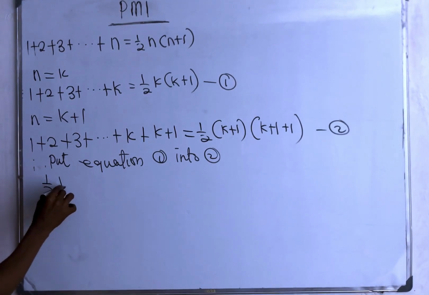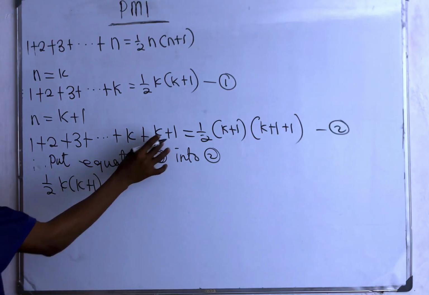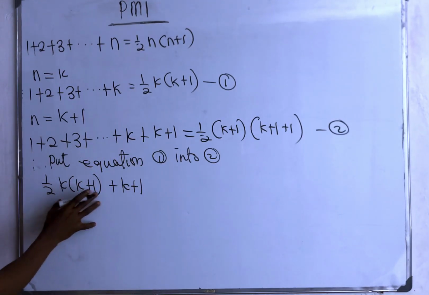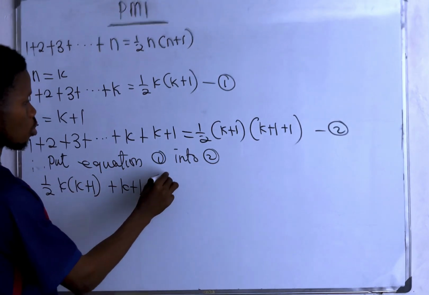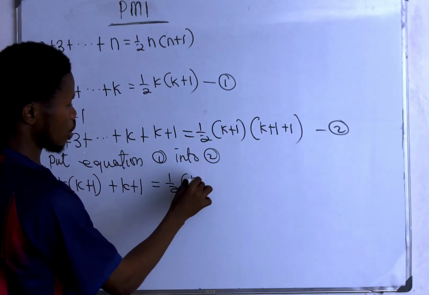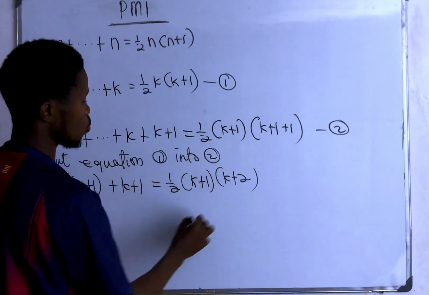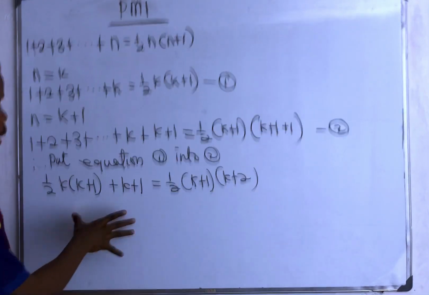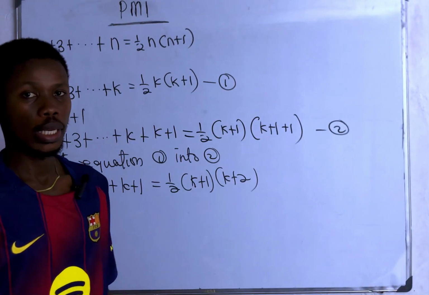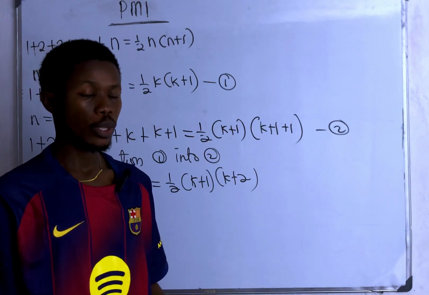So I'm going to have half k bracket open k plus 1, then this is here plus k plus 1. So from here to here is half k plus 1, which equals half k plus 1 k plus 2, because 1 plus 1 is 2. Now at this point, this is where you check whether the left hand side is equal to the right hand side. Once you're able to check that, then we say that by induction it is true for all natural numbers.